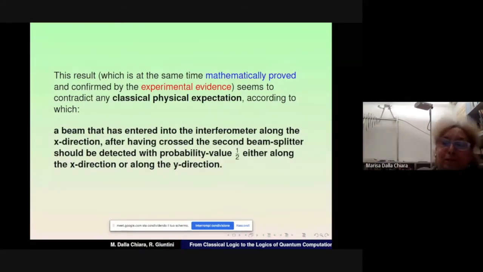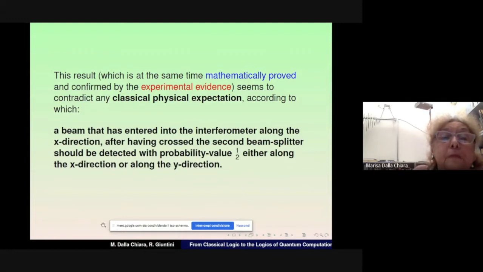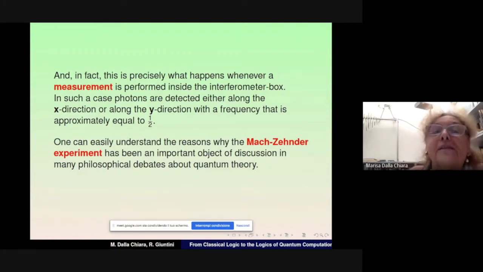This result, and physicists know this story very well, which is at the same time mathematically proven, we have proven it from a mathematical point of view, and confirmed by the experimental evidence, seems to contradict any classical physical expectation, according to which a beam that has entered into the interferometer along the x direction, after having crossed the second beam splitter, should be detected with probability 1/2 either along the x direction or along the y direction. And in fact, this is precisely what happens whenever a measurement is performed inside the interferometer box. In such a case, photons are detected either along the x direction or along the y direction with a frequency that is approximately equal to 1/2.